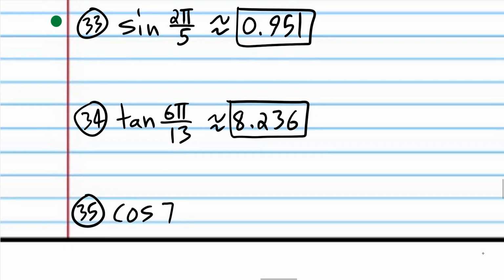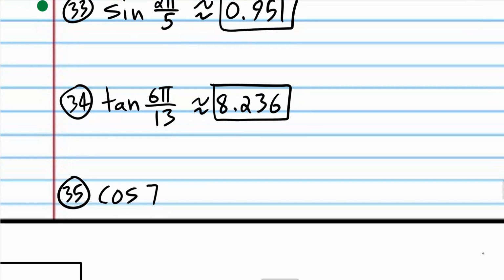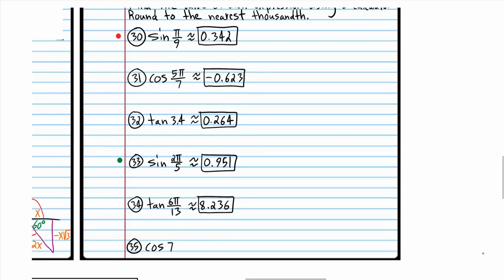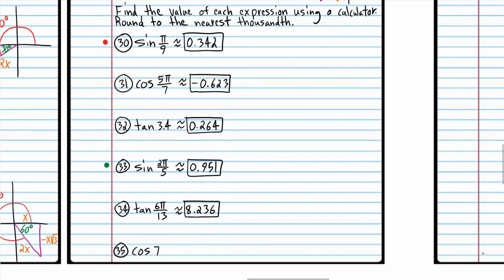So again, if you're using an iPhone, you want to enter this first and make sure you use the pi button, and then once you get this number, then you want to push the tan button, or it looks like a tan button, but it's really the tangent button. Try number 35. Again, there's no unit here, there's no degree symbol, so that means we're in radians, even though we don't see a pi. Try number 35. When you come back, we'll do it together.